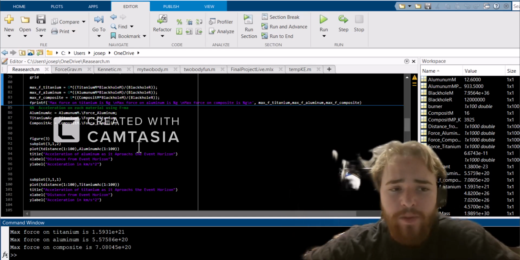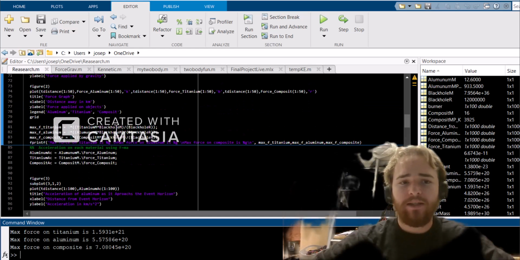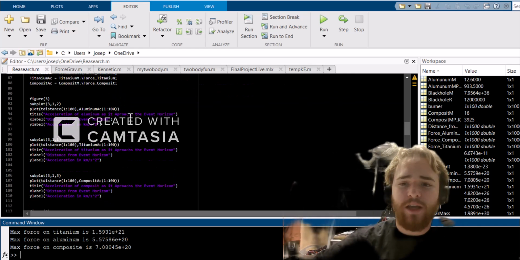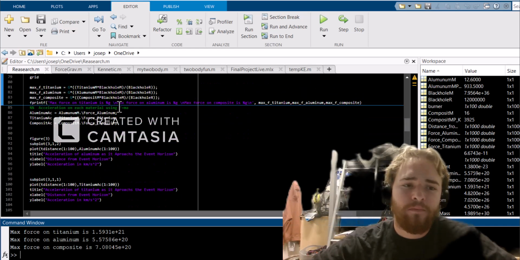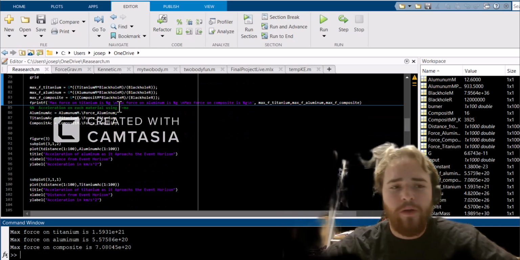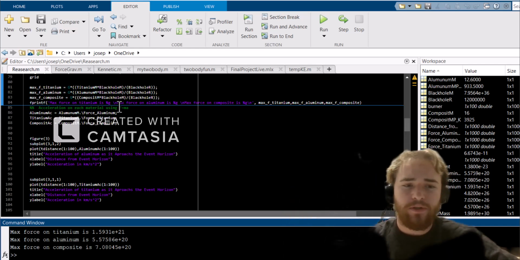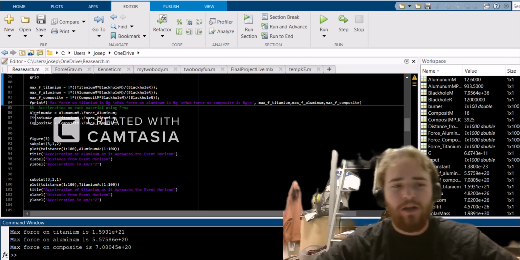Hi, today I'm going to be going over how to use MATLAB to simulate different objects as they approach a black hole. So we're going to start our code by setting up our variables. We have a couple key variables.